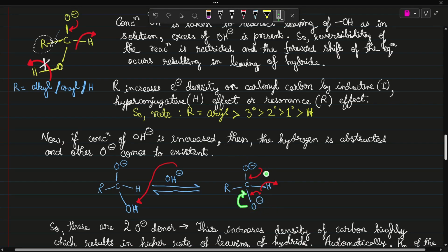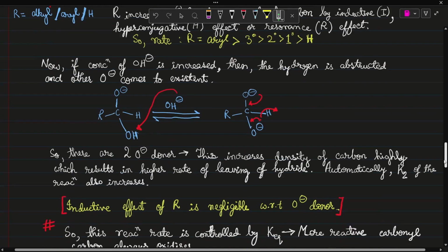And when it reverses back, what happens? It increases the electron density on the carbon, right? Here it is very delta positive, but when it reverses back, it decreases this delta positive character because it is donating a pair of electrons here. So the electron density on this carbon increases very much, which results in a much faster leaving of the hydride group. So this 2O minus formation increases the rate of the reaction very much because the hydride group is much easier to leave in this case.